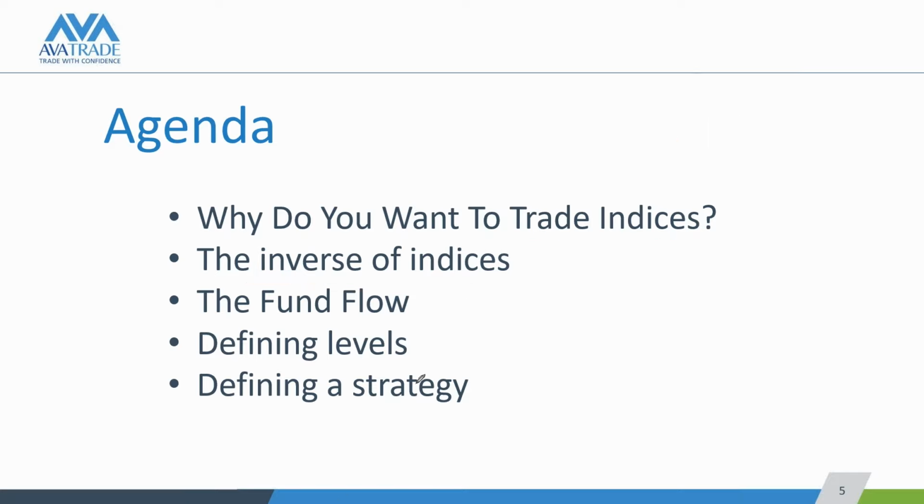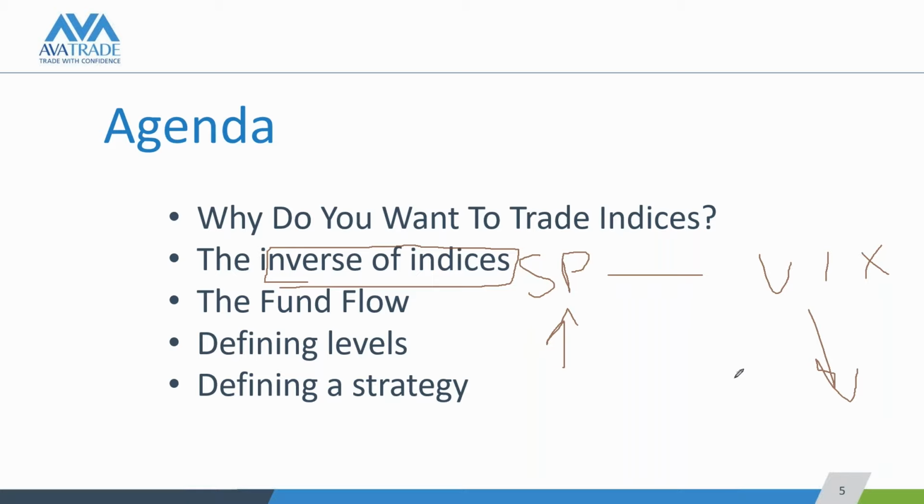The inverse of indices, really what it means over here is the VIX index, right? So the VIX index always moves in the opposite direction of the S&P 500. So if the S&P 500 moves to the upside, the VIX moves to the downside. And if the S&P 500 moves to the downside, the VIX moves to the upside.